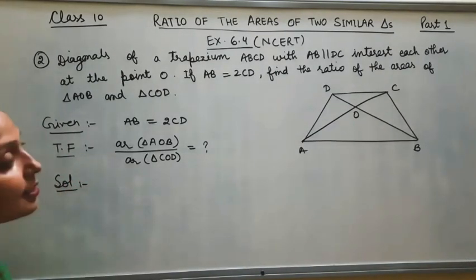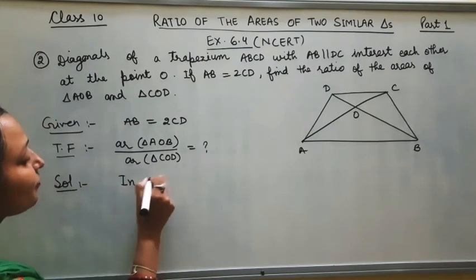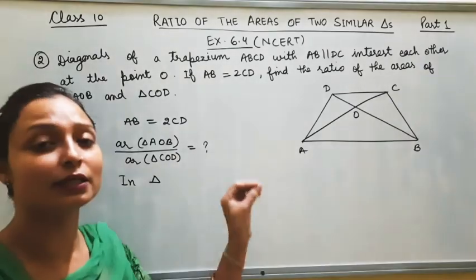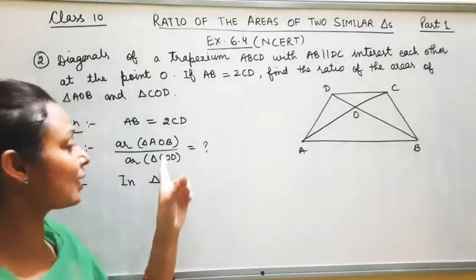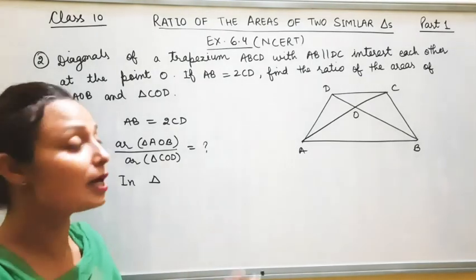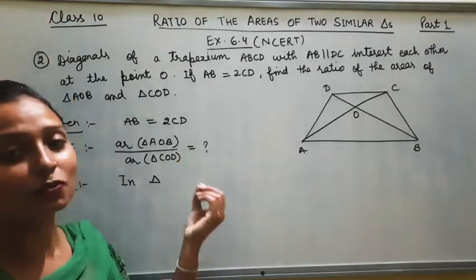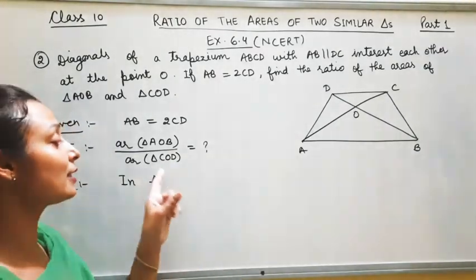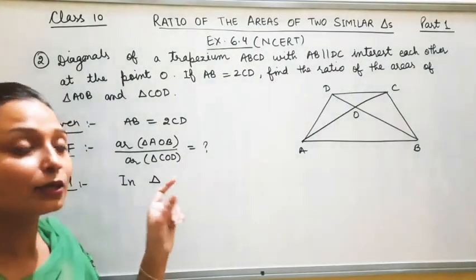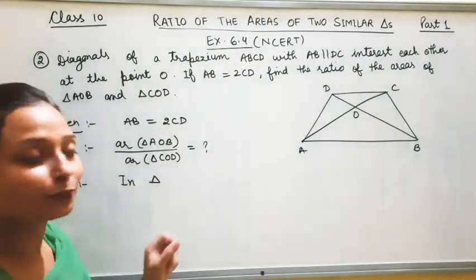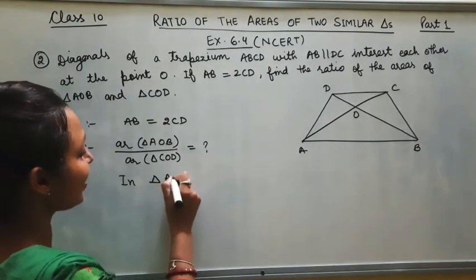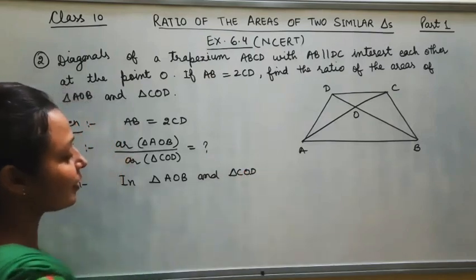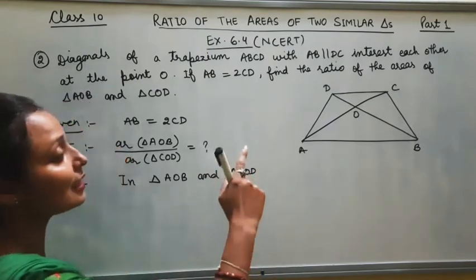For the solution, how will we take it? In the question, if it is given that the two triangles are similar, there is no need to prove it. But here it is not given that these two triangles are similar. For taking the ratio of their sides, first of all you will do the similarity between these two. So how will we find that similarity? In triangle AOB and triangle COD.